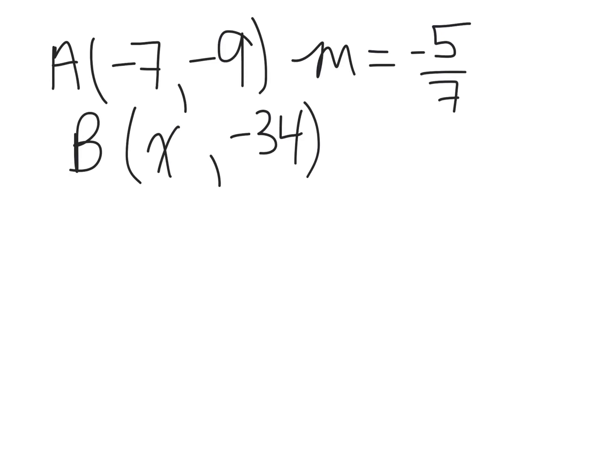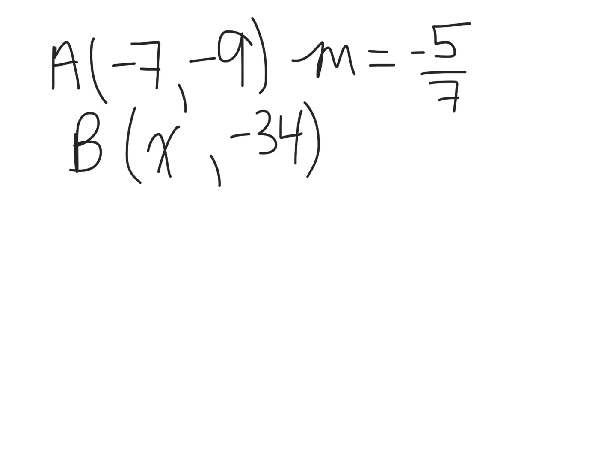All right, this question gives us 2 points. We have point A at (-7, -9), and we have the second point at an unknown coordinate, an ordered pair of x, comma, -34. We also have our slope of -5/7, or a rise of -5 and a run of 7. So what we have to do is find x in this one.